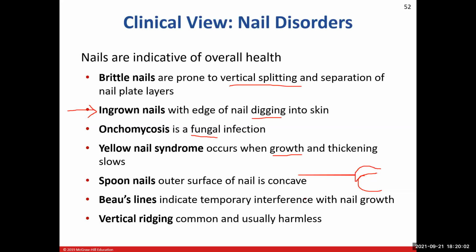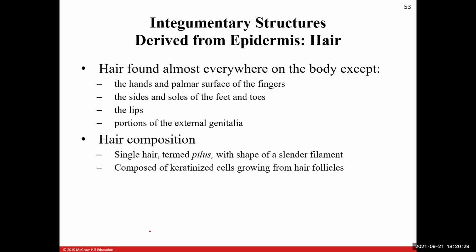Beau's lines, something will occur with the actual nail growth, and so you'll see the nail like this, and you'll see these lines here. And then also you'll have vertical ridging. You might even have it on your nail right now. If you look closely, I've had some of these. Normally it's nothing, but you'll see those vertical lines in the nails, and for the most part it's something that we're not too concerned about.